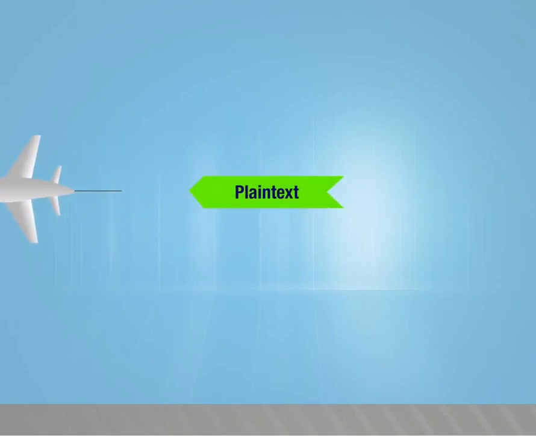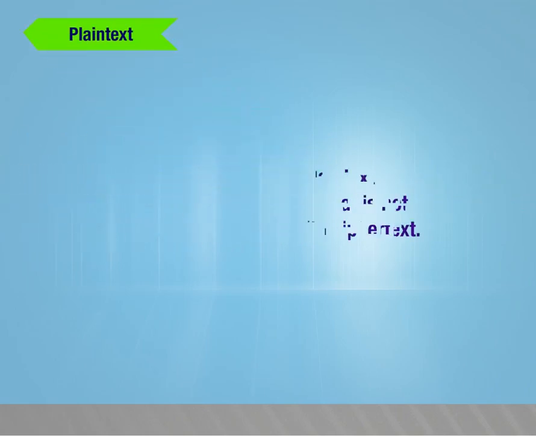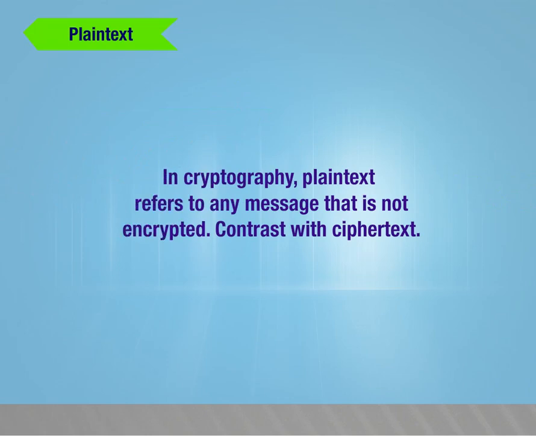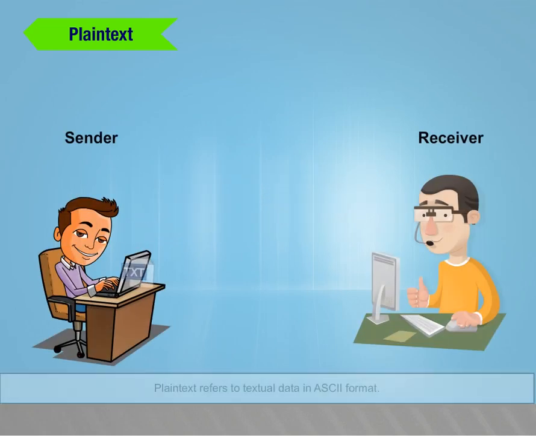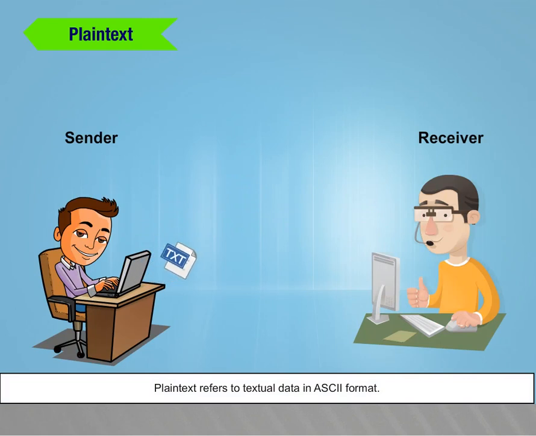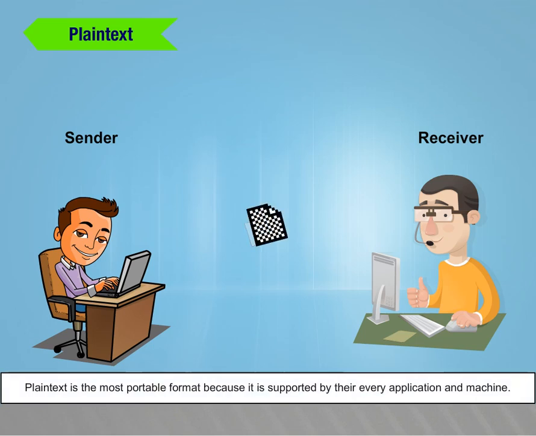Plain text. In cryptography, plain text refers to any message that is not encrypted, in contrast with ciphertext. Plain text refers to textual data in ASCII format. Plain text is the most portable format because it is supported by every application and machine.